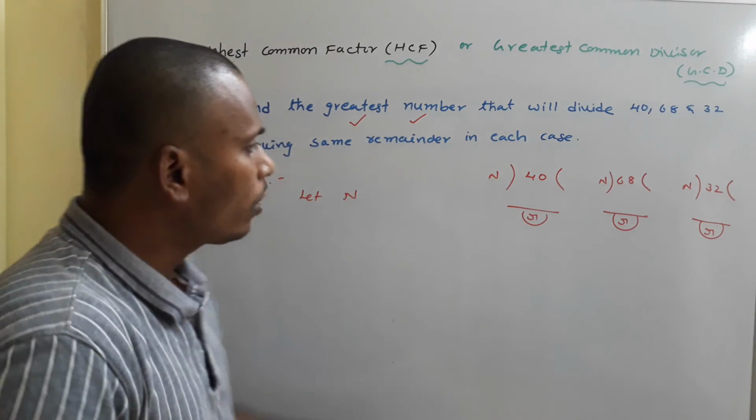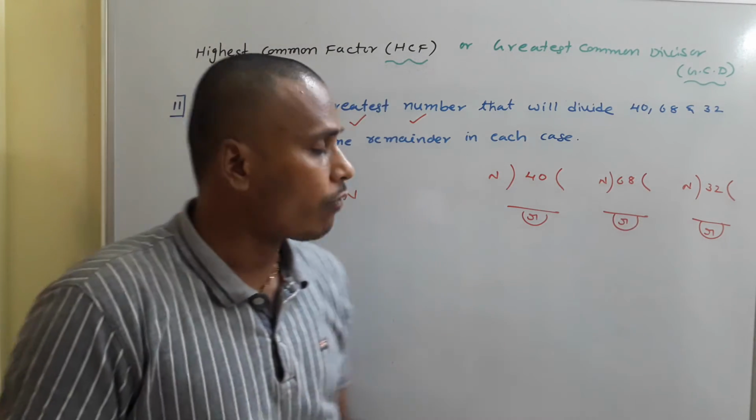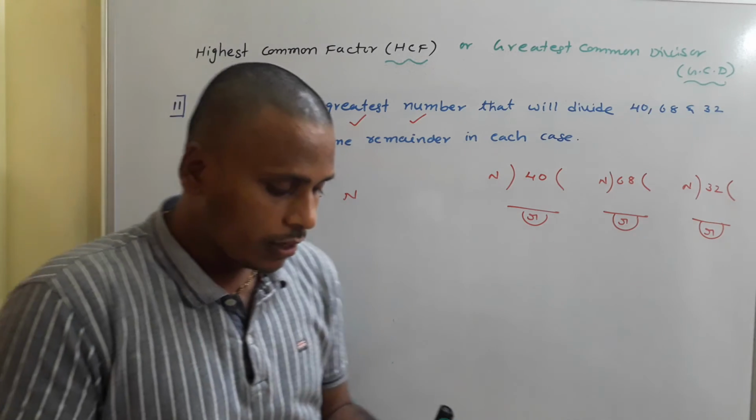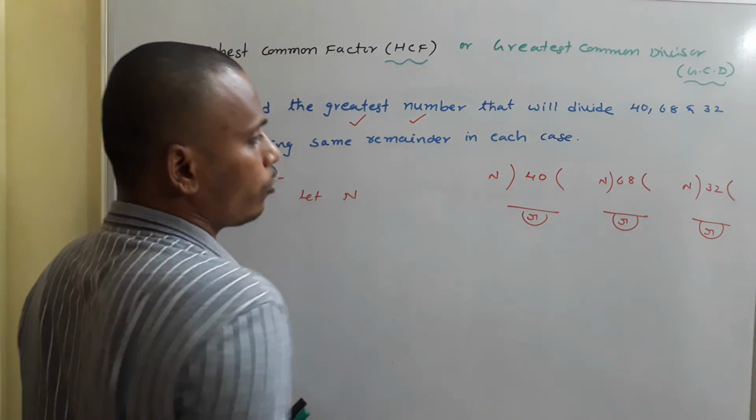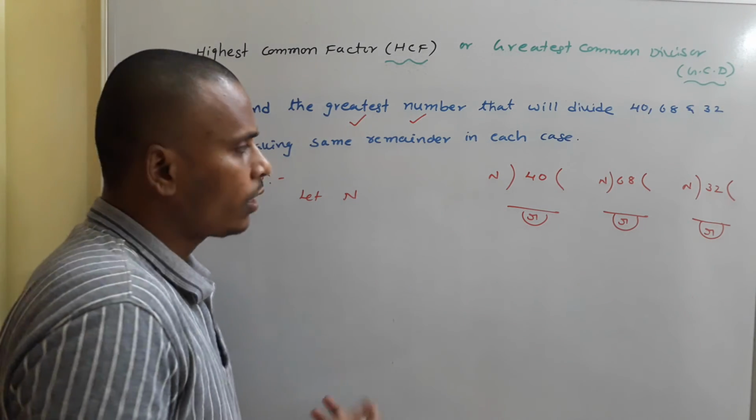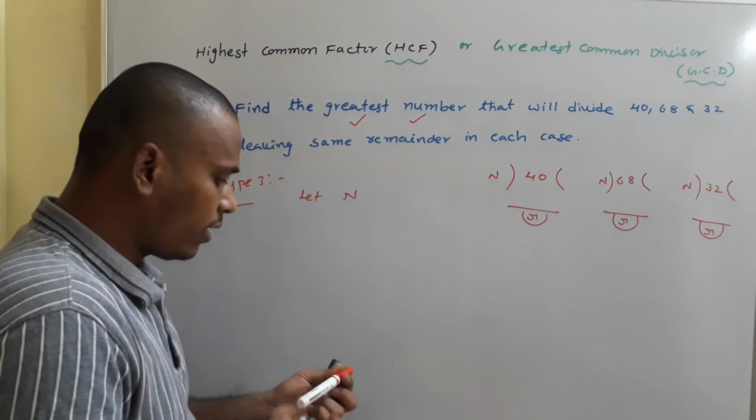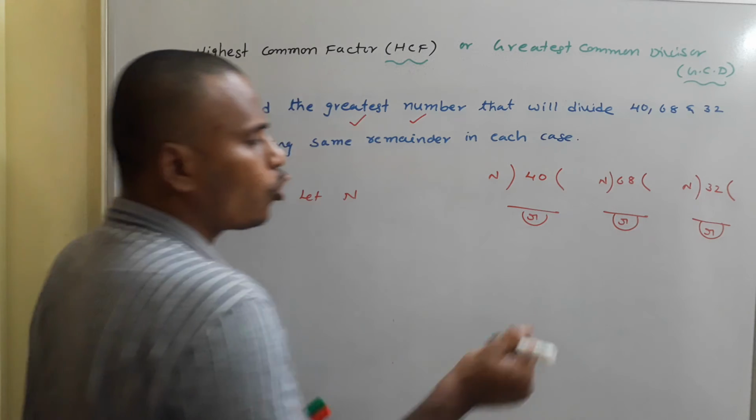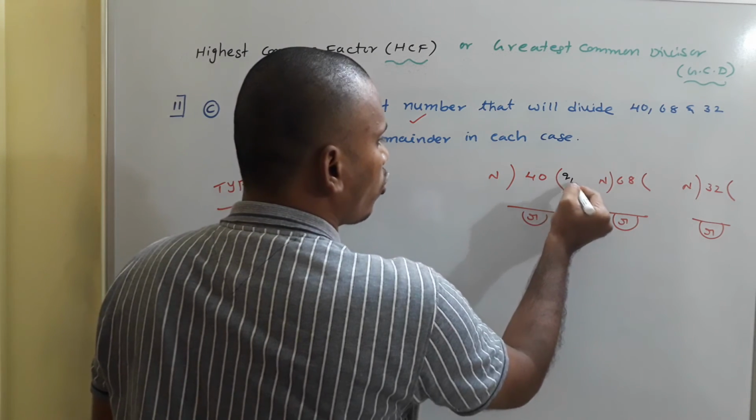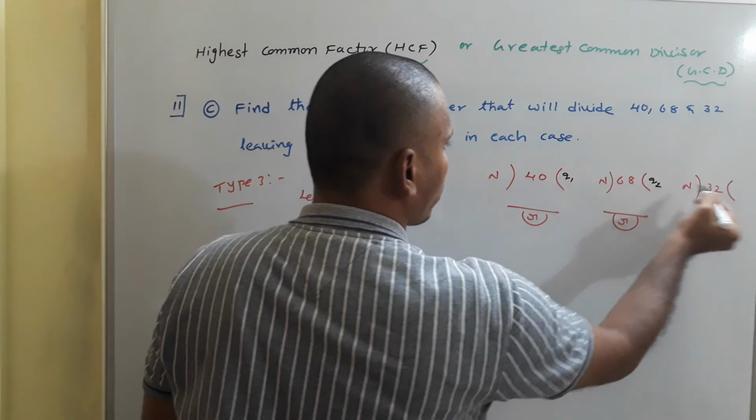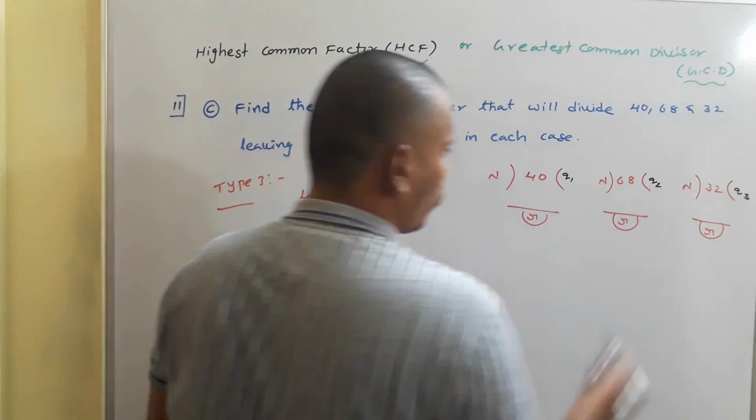For type 2, the remainders are different. For type 3, the remainder is the same in each case. Now think about how to analyze the problem. Since when you divide 40 by n the remainder is r and the quotient is not mentioned, you just take the quotient as some q1, here the quotient is some q2, here the quotient is some q3.